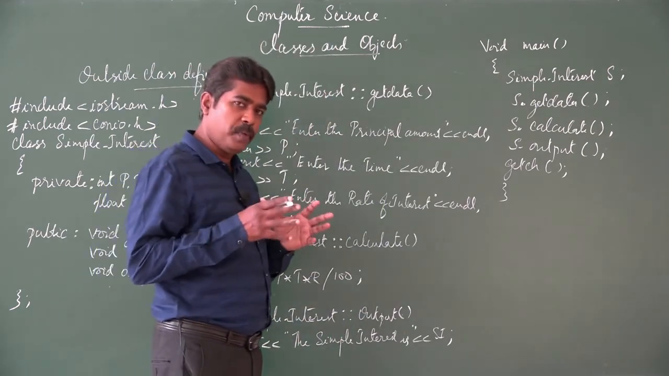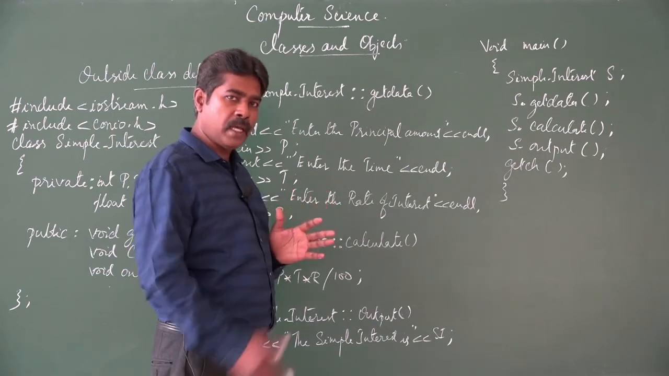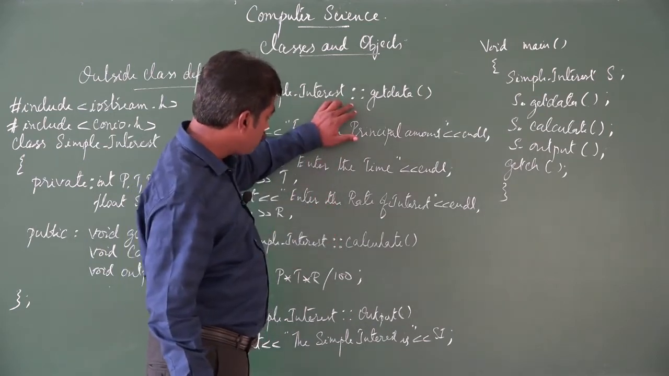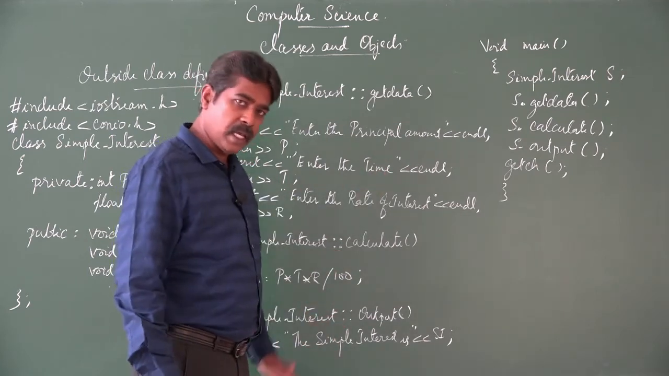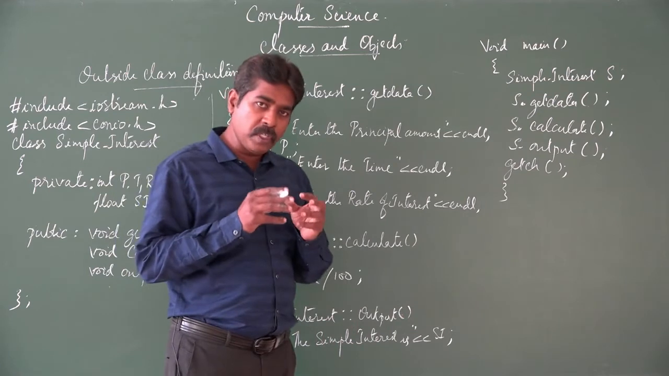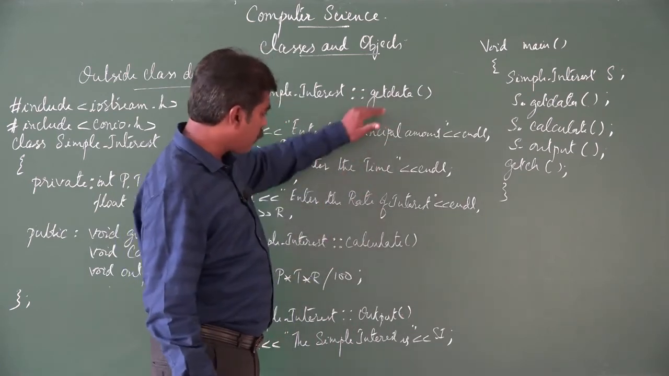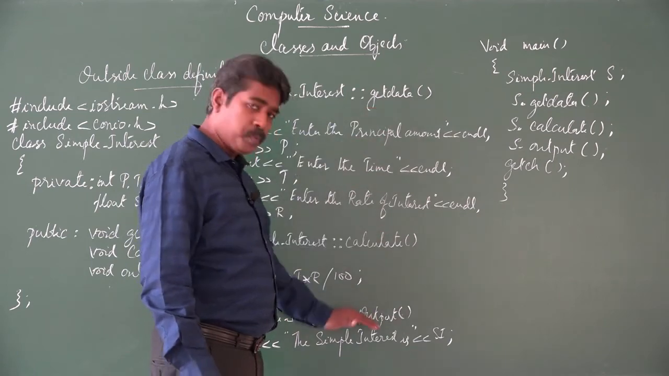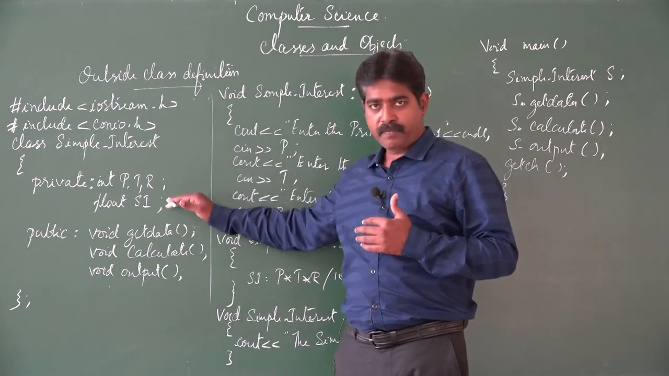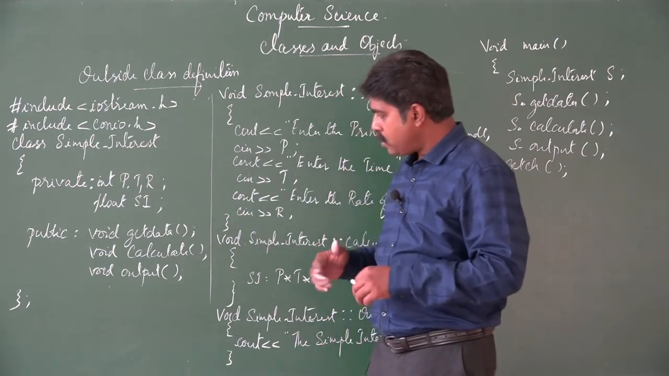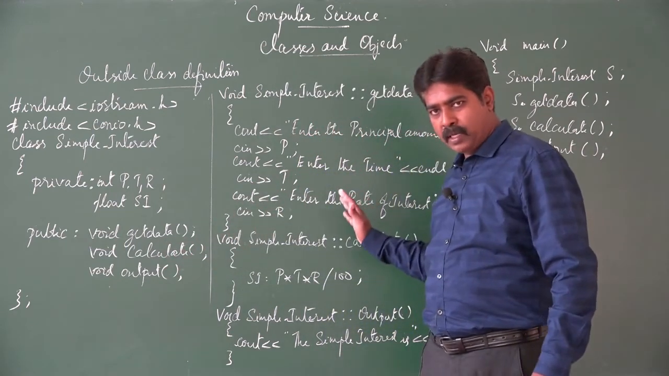Scope resolution operator is used when we have an outside class definition. That is outside the class definition. This scope resolution signifies that these member functions, get data, calculate, output, belong to the class simple interest. That's the reason we write the declaration part inside and the definition part outside.